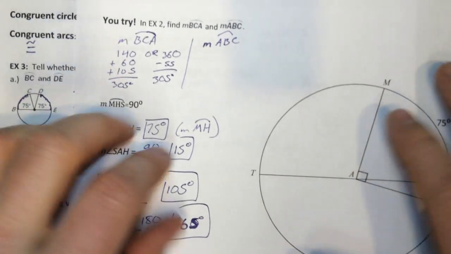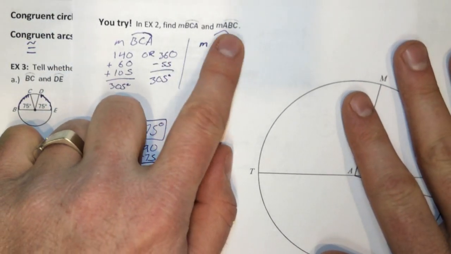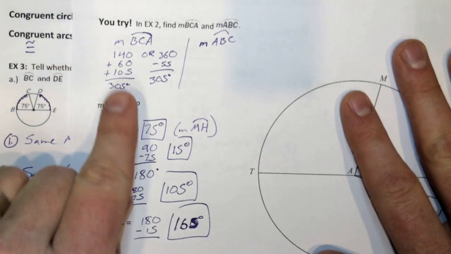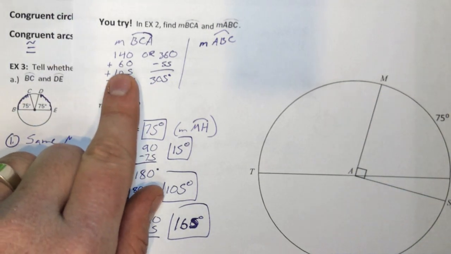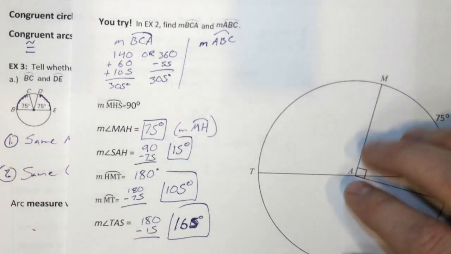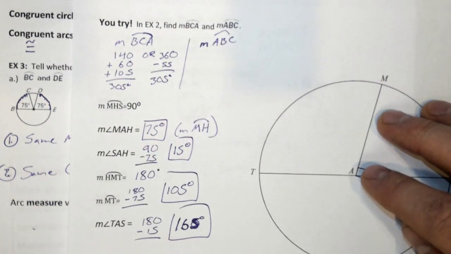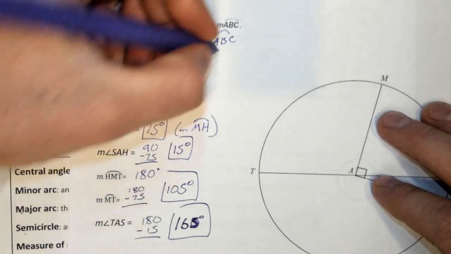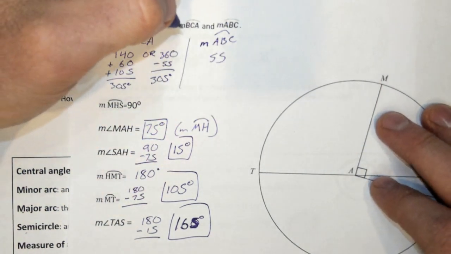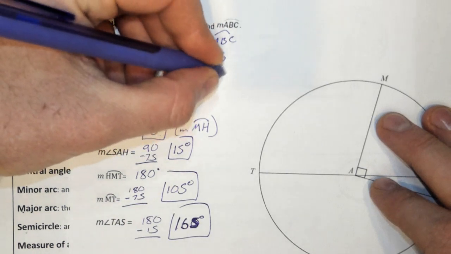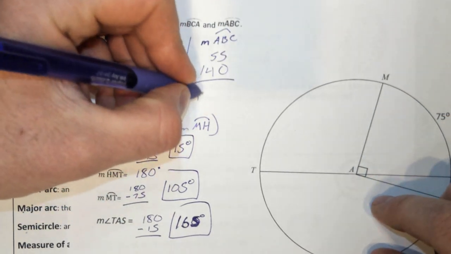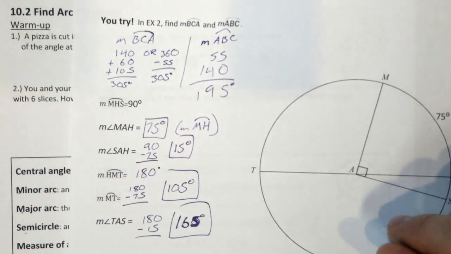Here are the answers for your you-try problems. So right here, we're talking about BCA and ABC. Those are from the front side. You just need to do a little bit of adding or subtracting for the BCA. And for ABC, let's do that one. ABC is going to be a little bit more adding and subtracting. ABC is going to be 55 plus 140. 55 plus 140 is going to get you up to 195 degrees.